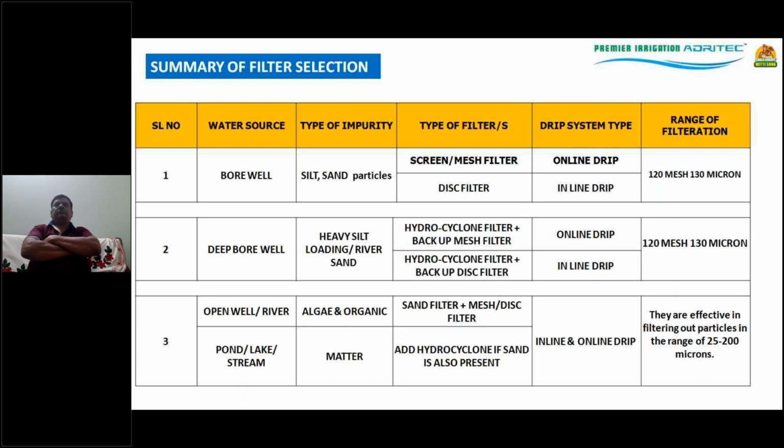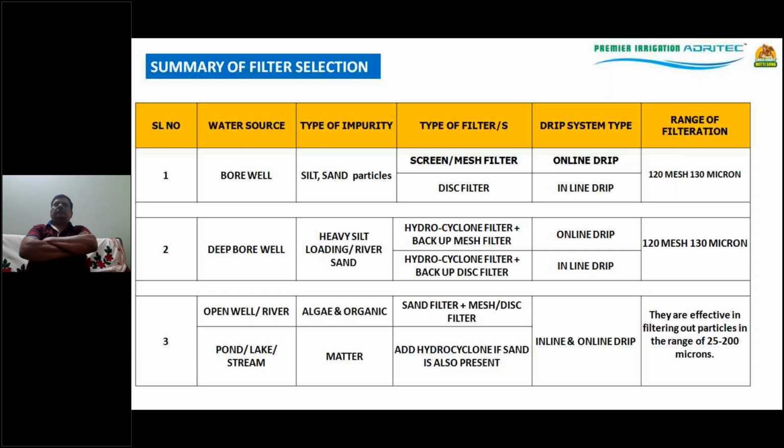In this chart I have summarized the entire water source. What is the water source? What is the type of impurity? For example, if the borewell has minimum silt and sand particles, I will go either for a screen filter for an online drip irrigation system, or I will go for a disc filter for an inline drip irrigation system. If it is a deep borewell where you have a lot of silt coming in, or a river source, then I will first give the hydrocyclone filter and back it up with a mesh filter or a disc filter, depending on whether it is an online or an inline system.